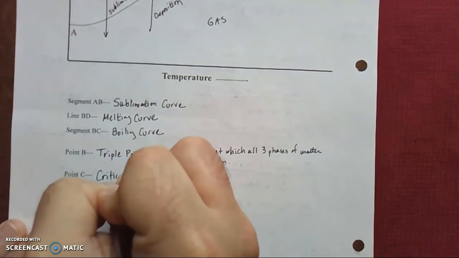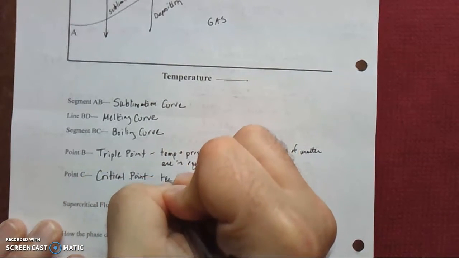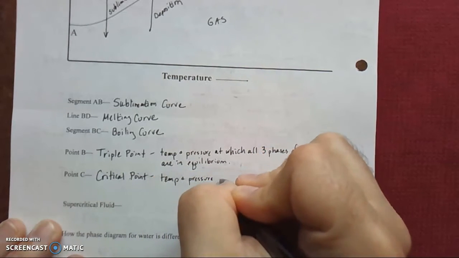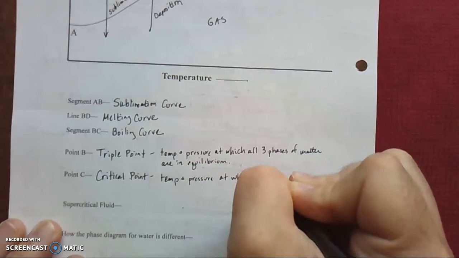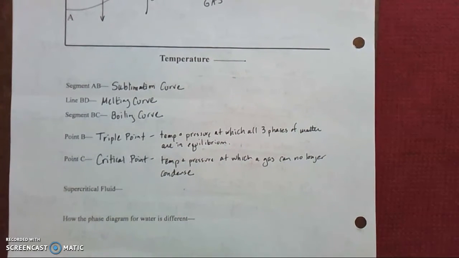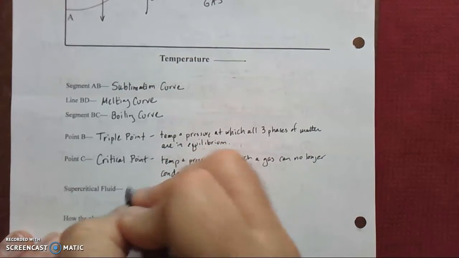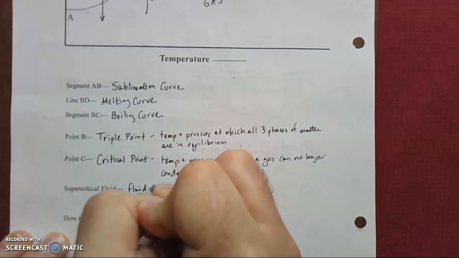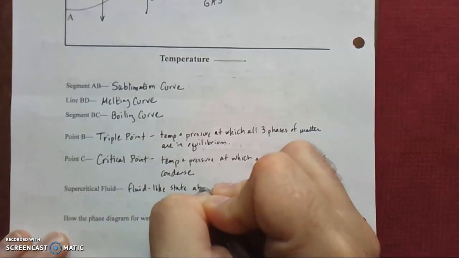Point C up here is called the critical point. This is the temperature and pressure at which a gas can no longer condense. So the gas has so much energy, even though the pressure is really, really high and it's forcing it together, that it cannot liquefy anymore. And a supercritical fluid is what we call this fluid-like state where we have a mix of properties. So a supercritical fluid is a fluid-like state above the critical point.